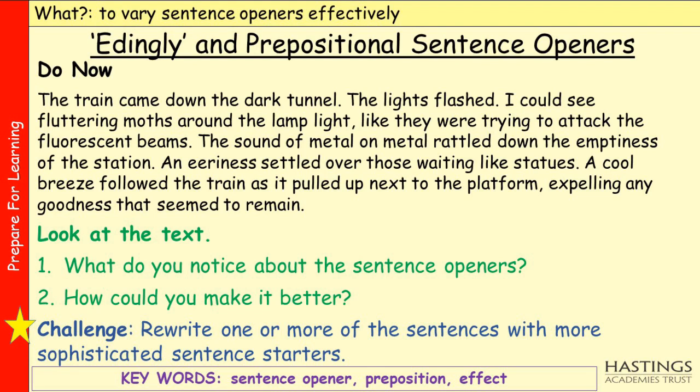I'm going to read through it now. The train came down the dark tunnel. The lights flashed. I could see fluttering moths around the lamplight like they were trying to attack the fluorescent beams. The sound of metal on metal rattled down the emptiness of the station. An eeriness settled over those waiting like statues. A cold breeze followed the train as it pulled up next to the platform, expelling any goodness that seemed to remain.